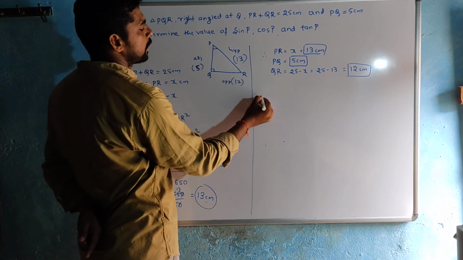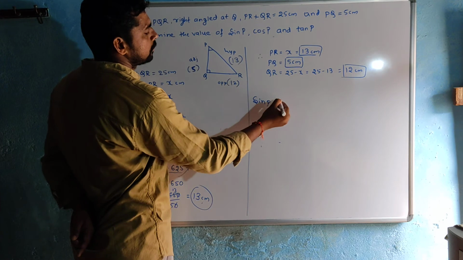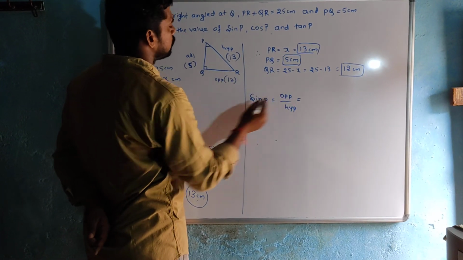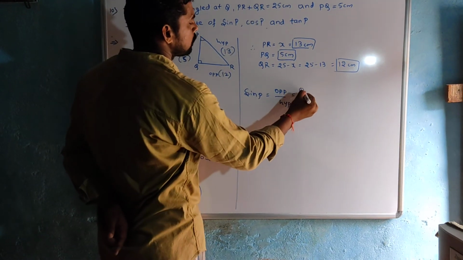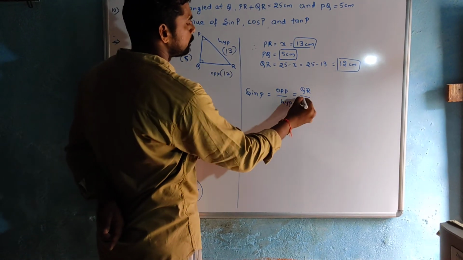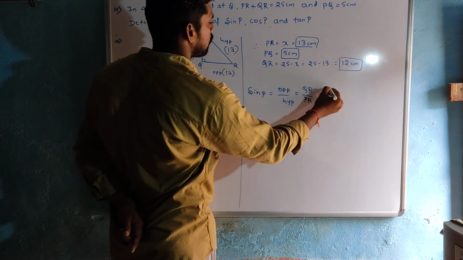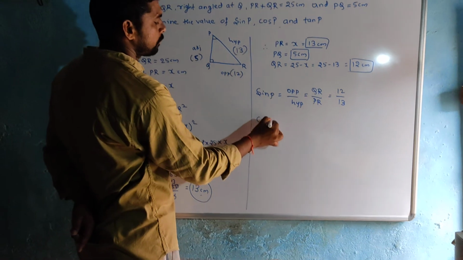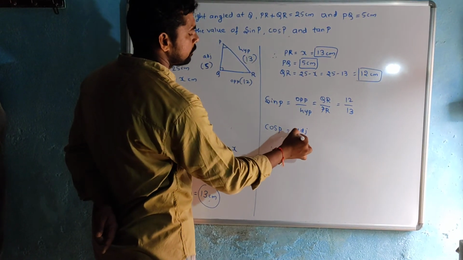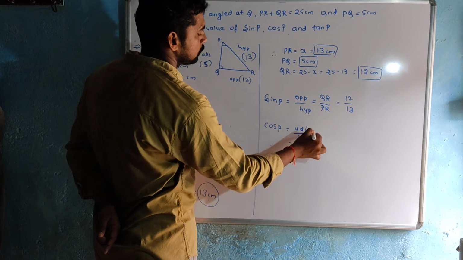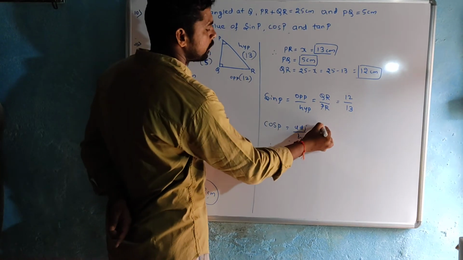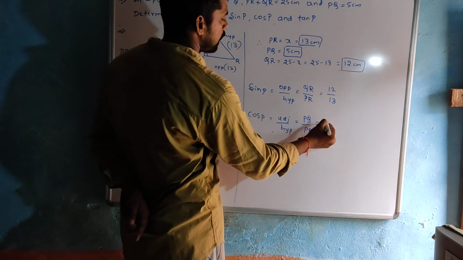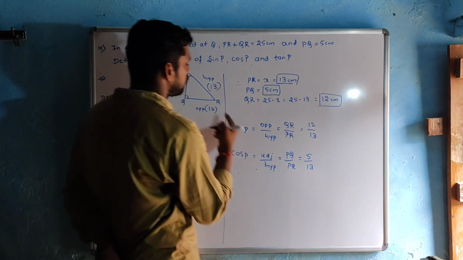See here, first sin P. Sin is opposite by hypotenuse. See here, opposite side is QR, hypotenuse side is PR. Therefore, answer is 12 by 13. And then cos P, adjacent by hypotenuse. See here, adjacent side is PQ, hypotenuse side is PR. PQ is 5 and hypotenuse side PR is 13.